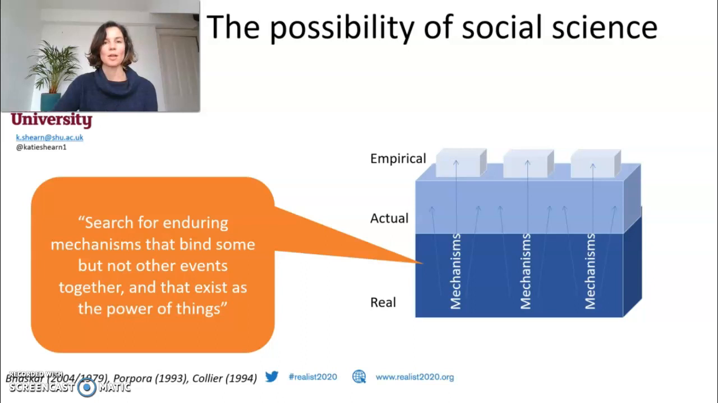So our endeavours to understand those patterns mean that we're searching for enduring mechanisms that bind some but not other events together and exist in the power of things. Going back to my example of the sexual health service and the stigma associated with it, we can say that the stigma is a cultural entity, and that when we see the patterns of where sexual health services are placed or what they are called, then we can develop theories and models that explain and point to the underlying properties of the cultural stigma.